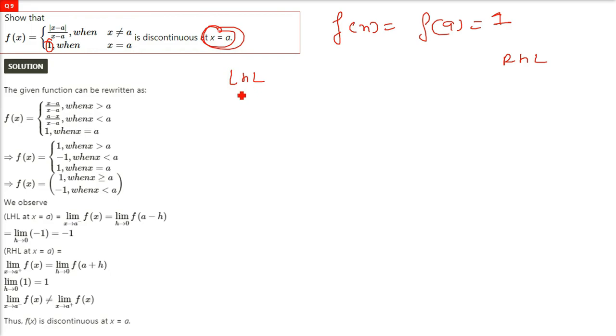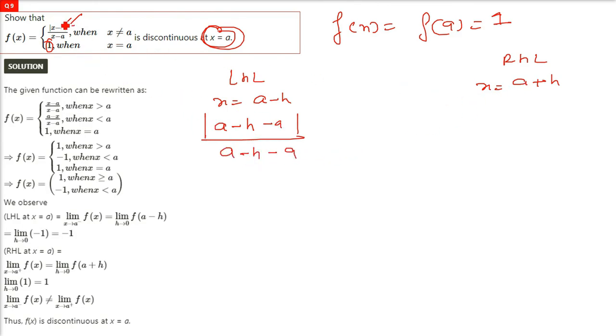So we will use the left hand limit, right hand limit at x equals a. We'll put x as a minus h here, and x equals a plus h in here. Okay. So you have this. This is the modulus. Modulus of a minus h I am putting: a minus h minus a divided by a minus h minus a. This is the first thing. Then we have a plus h minus a by a plus h minus a.